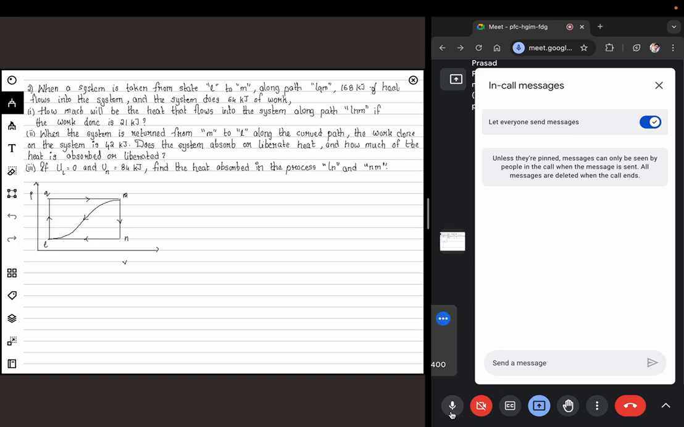So if we go with that logic, during the process L, Q, M, heat is added to the system, so Q is a positive value of 168 kilojoules. And the system does 64 kilojoules of work. Work done by the system is positive, so work done during the process L, Q, M is plus 64 kilojoules.